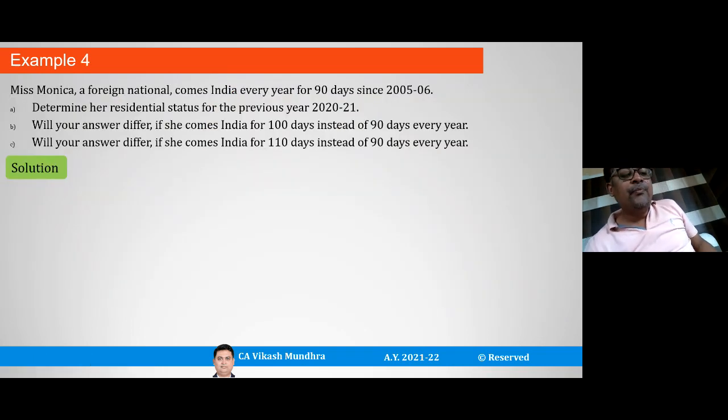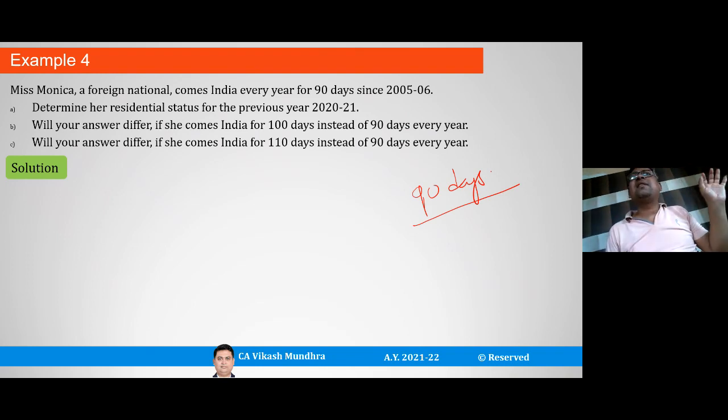One example is there. Miss Monica, a foreign national, comes to India every year for 90 days since 2005-6. Determine her residential status for the previous year 2020-21. What will be her residential status? Since during the previous year she was in India for only 90 days, she is not satisfying condition number one, that is 182 days. Now we need to check condition number two.